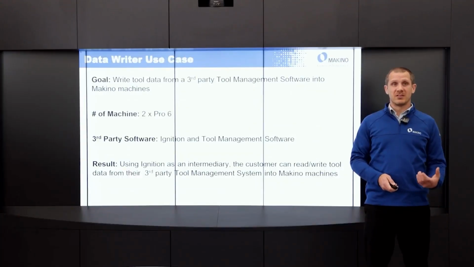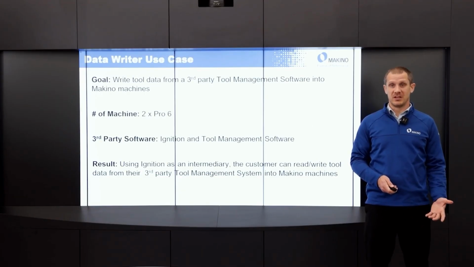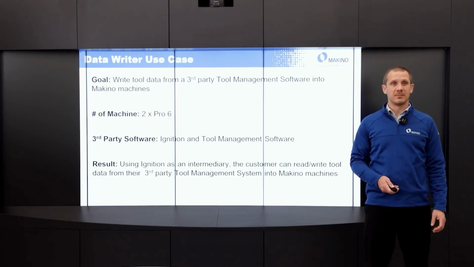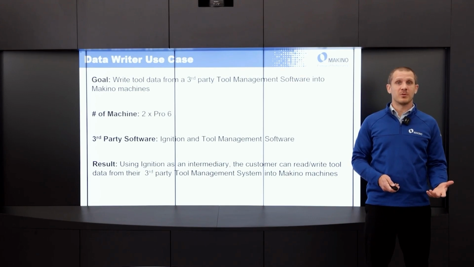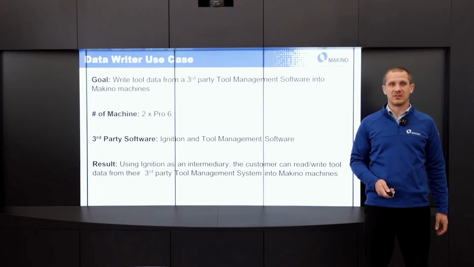As we look at use case number 2, the customer wanted to write their tool data from a third-party tool management software into the machines. This customer had 2 Pro 6 machines and was using Ignition as an intermediary between the tool management software and their Makino machines. So the result was the customer was able to successfully read and write tool data into their machines.